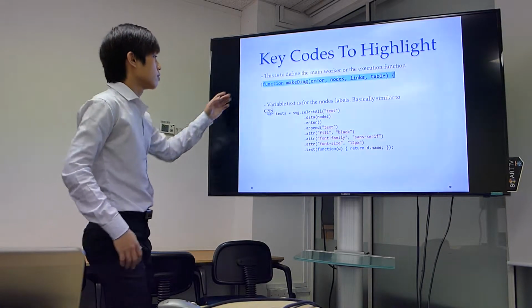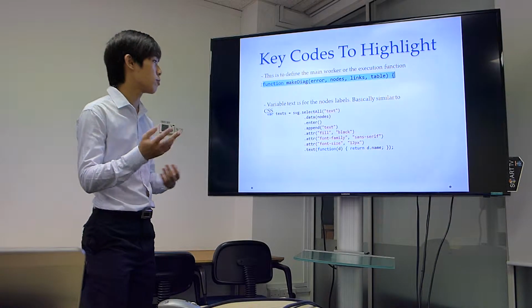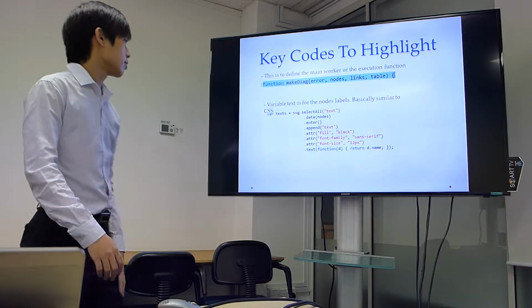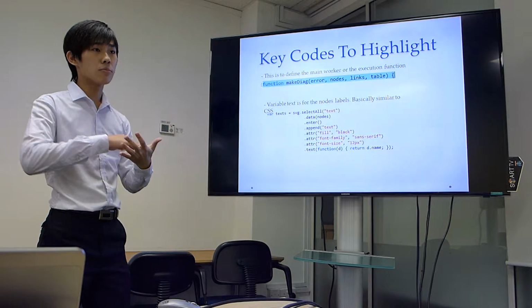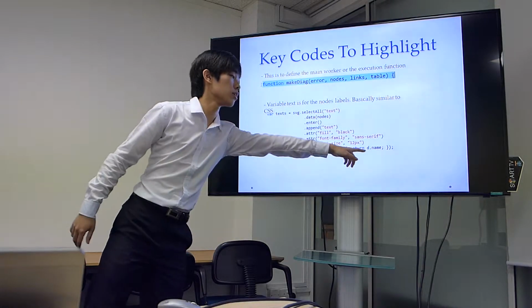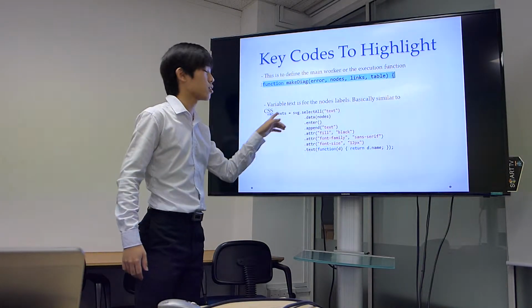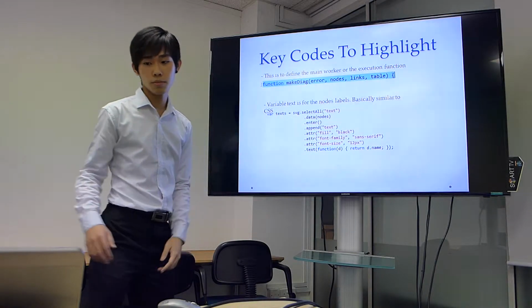This function defines the main worker of the SQL function, so all the code and variables will be inside here. This is the variable text for the node label. All the bubbles have a name, so we have to define all the attributes and return the name. It's similar to CSS, because you can edit the font size, the family, and the color.